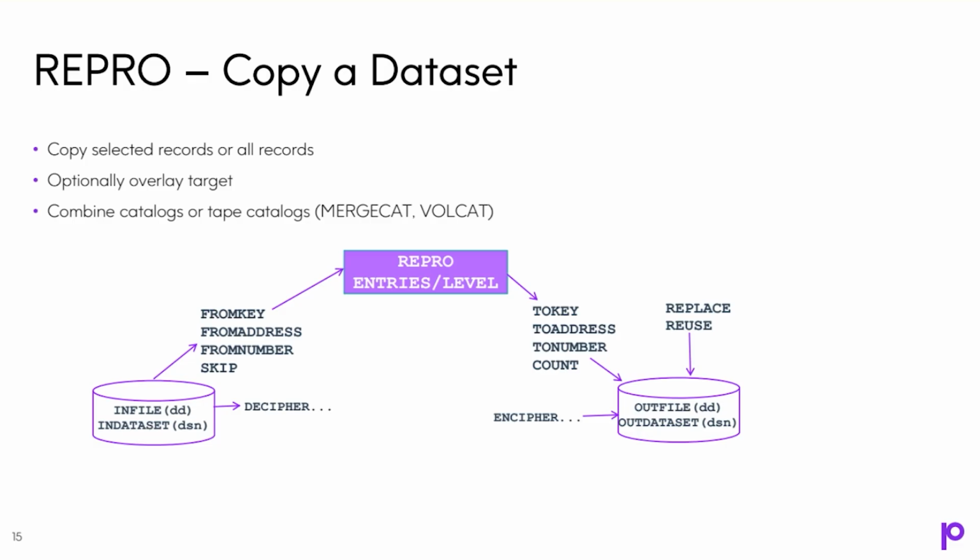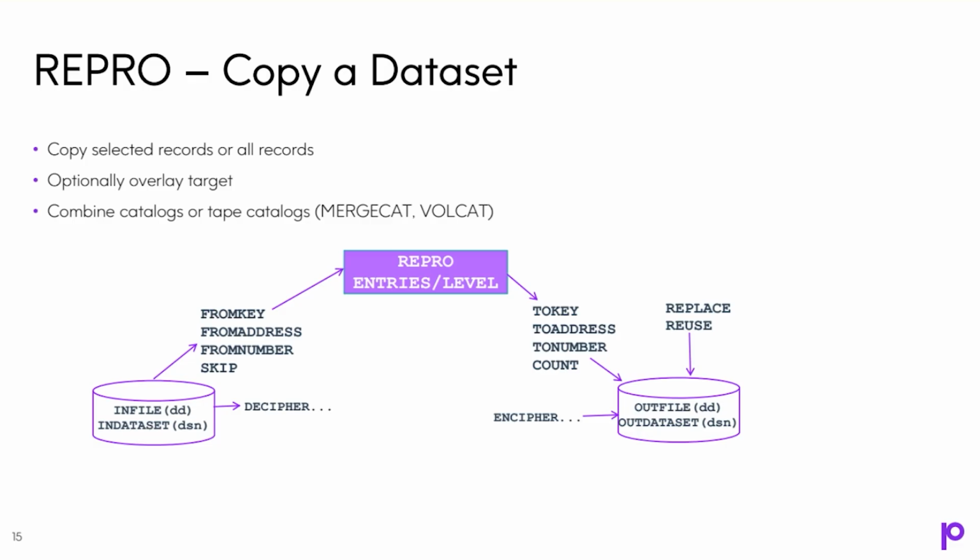And so there is a variation of repro where I add mergecat or volcat to it if I'm copying catalogs and manipulating catalog data. But usually repro is simply taking from the input, which is referenced by an infile or indataset, and possibly some filtering criteria. There's not a lot of filtering criteria. I can say I want to skip some number of input records, or depending on the format, I want to copy from some key or from some relative record number, starting with that.